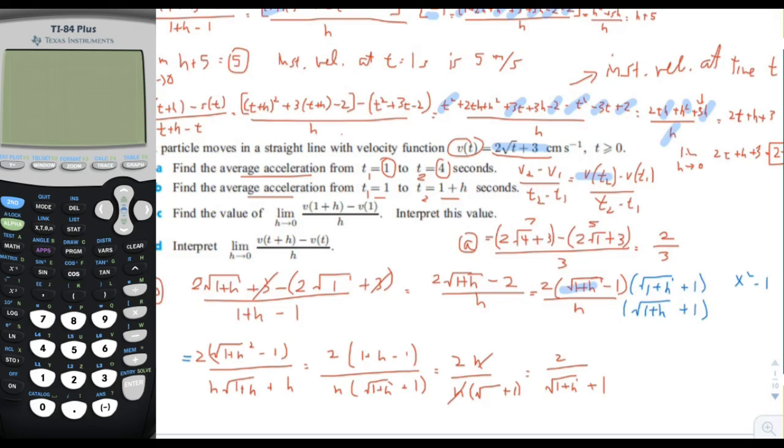And then if we take the limit as h goes to 0, this would end up being 2 over 2. Right? 2 over the square root of 1 plus 1 is 2, which means that the answer is 1. So the instantaneous acceleration at t equals 1 is 1 meter per second squared.